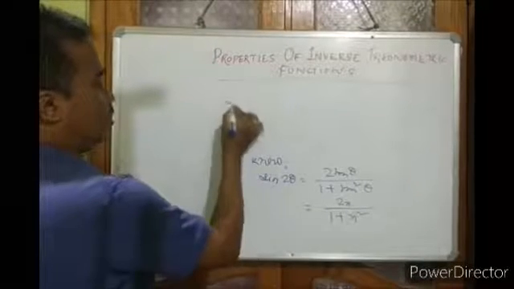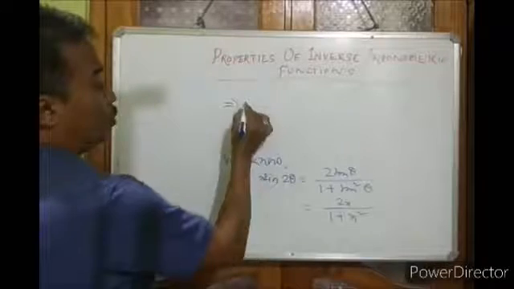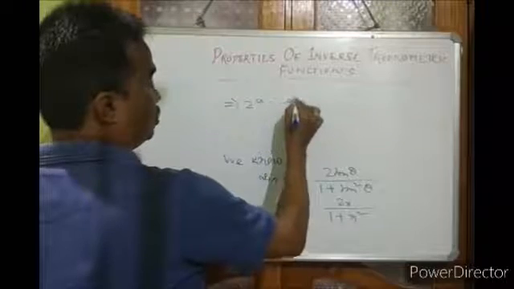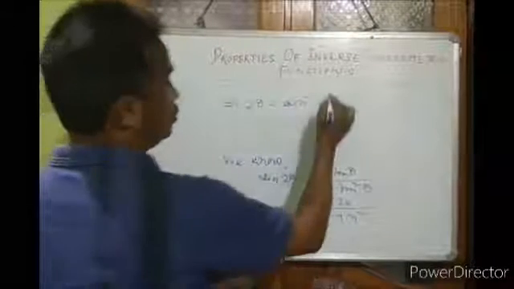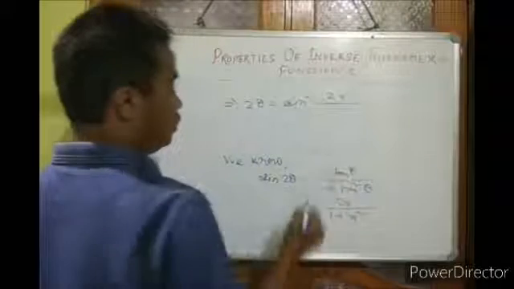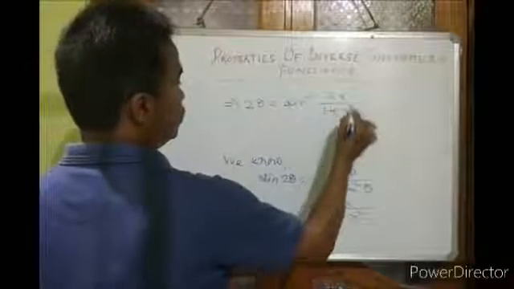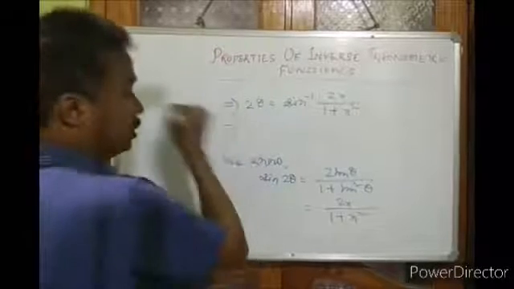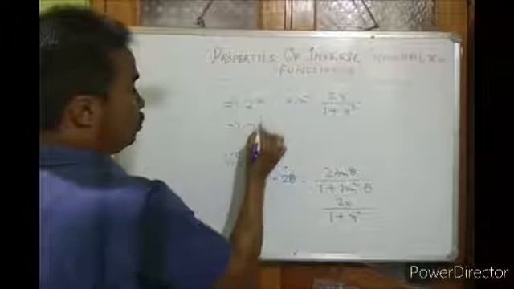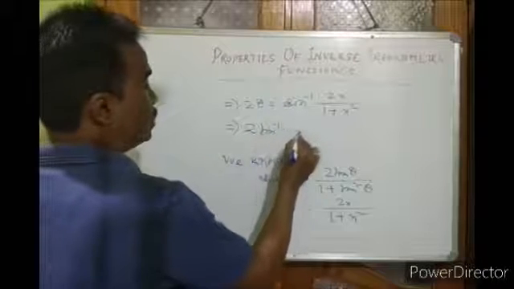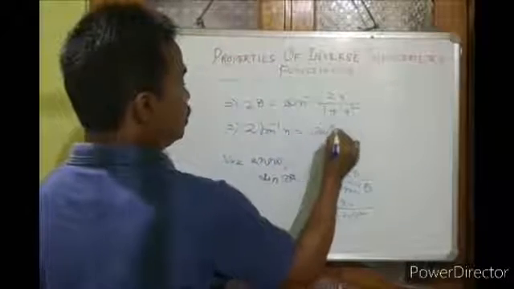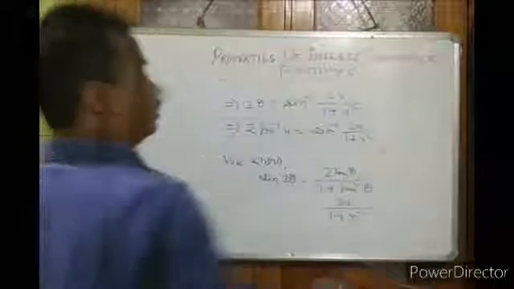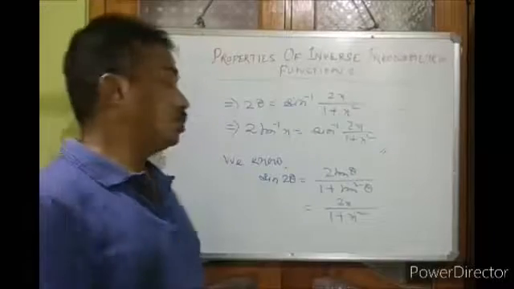So this implies 2 theta is equal to sine inverse twice x by 1 plus x square. So we have arrived at our result. Theta is tan inverse x, so 2 tan inverse x is equal to sine inverse twice x by 1 plus x square. So it is proved.